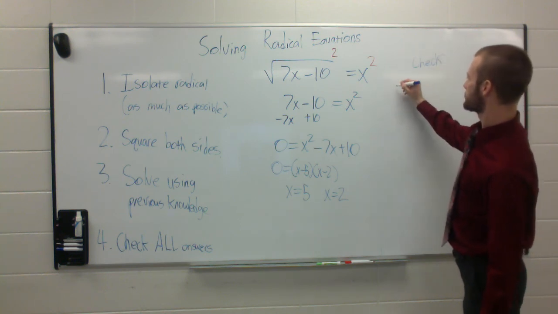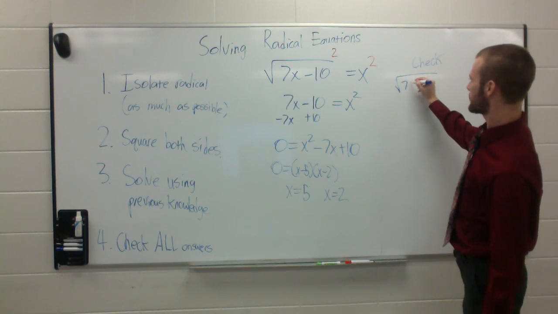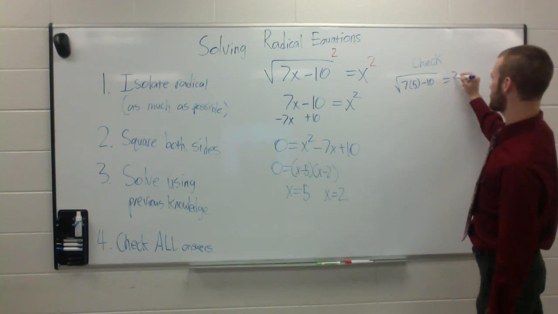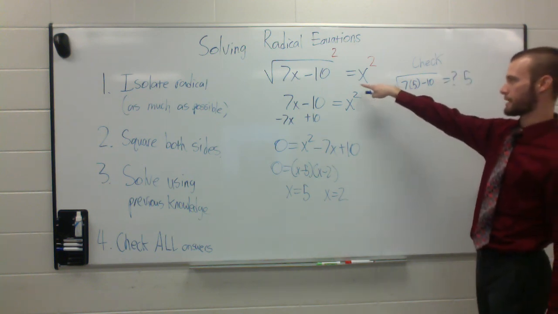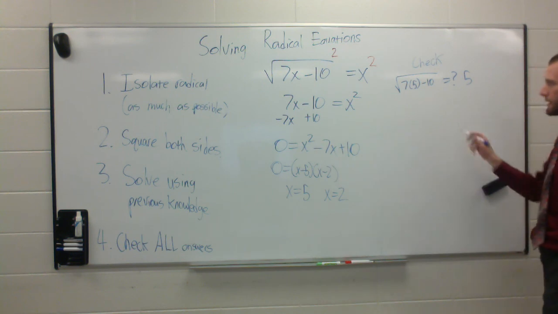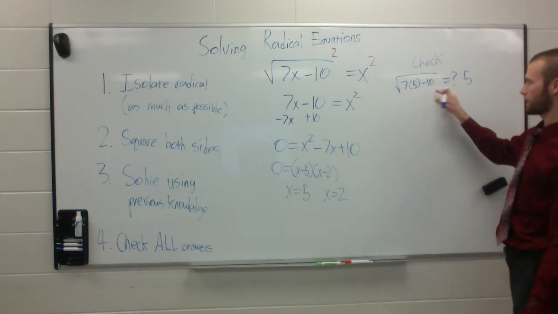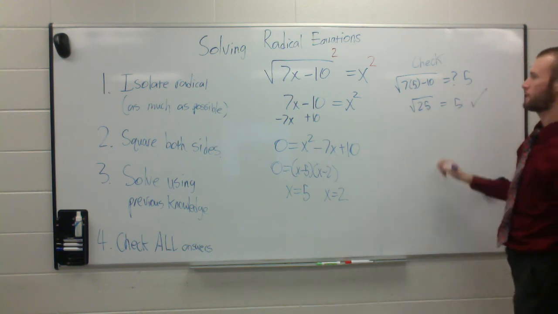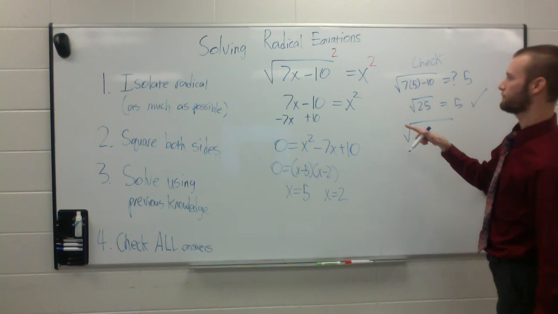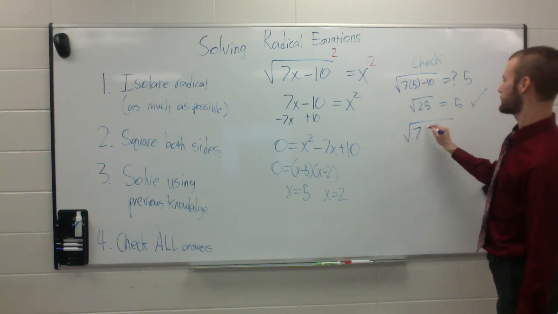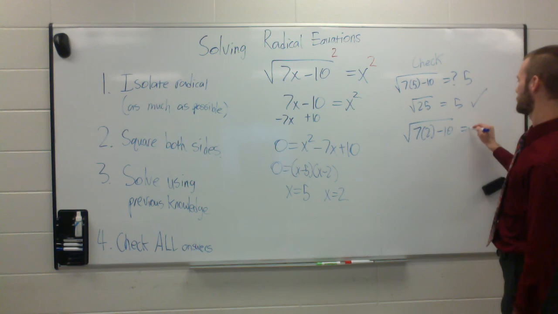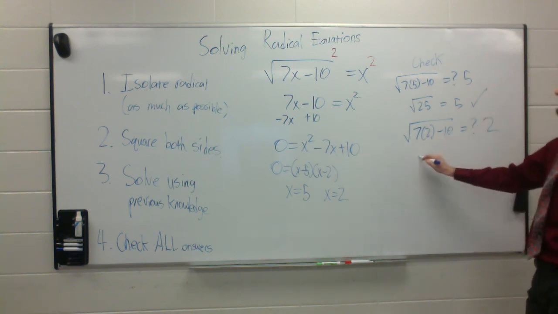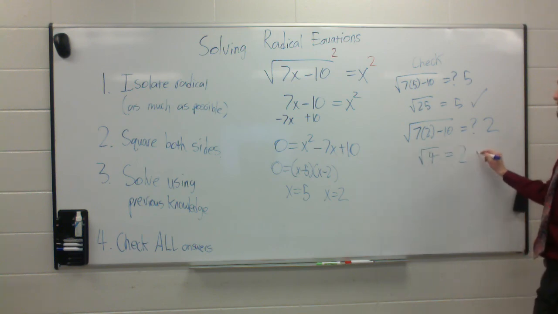So, square root of 7 times 5 minus 10, does that equal 5? So here I'm checking x equals 5, so I plug in 5 for all of the x's. This is 35 minus 10, so square root of 25 equals 5. That works. And the other one, 7 times 2 minus 10, does that equal 2? 7 times 2 is 14, 14 minus 10 is 4, square root of 4 is 2.